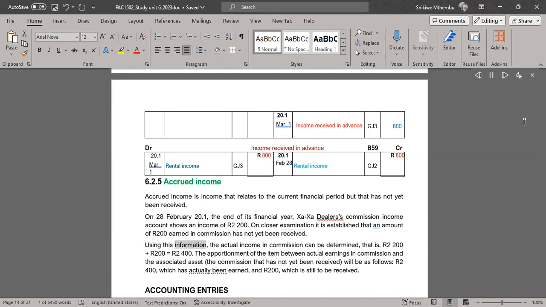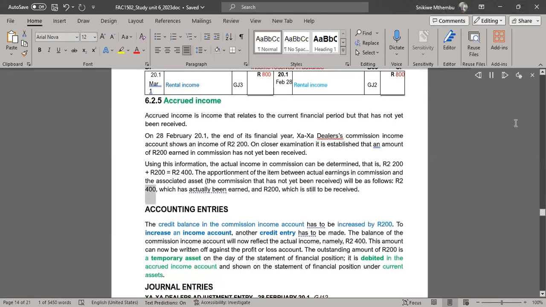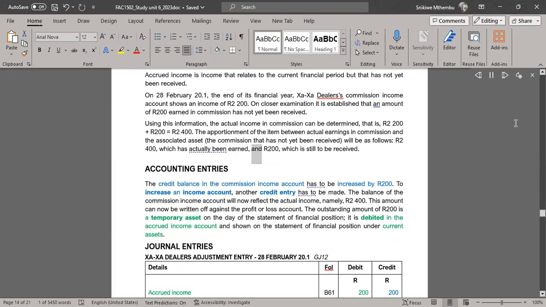Using this information, the actual income and commission can be determined, that is, R2,200 plus R200 equals R2,400. The apportionment of the item between actual earnings in commission and the associated asset, the commission that has not yet been received, will be as follows: R2,400, which has actually been earned, and R200, which is still to be received.